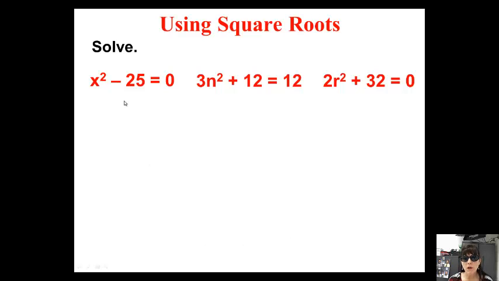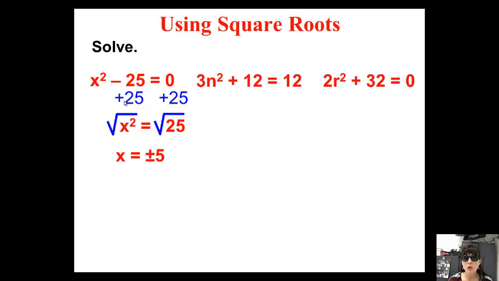On the first problem, we're going to add 25 to both sides because we have to use the reverse order of operations. We're going to get x squared equals 25. We now need to take the square root of both sides. We're going to end up with x equals positive or negative 5. There are two solutions to that problem.